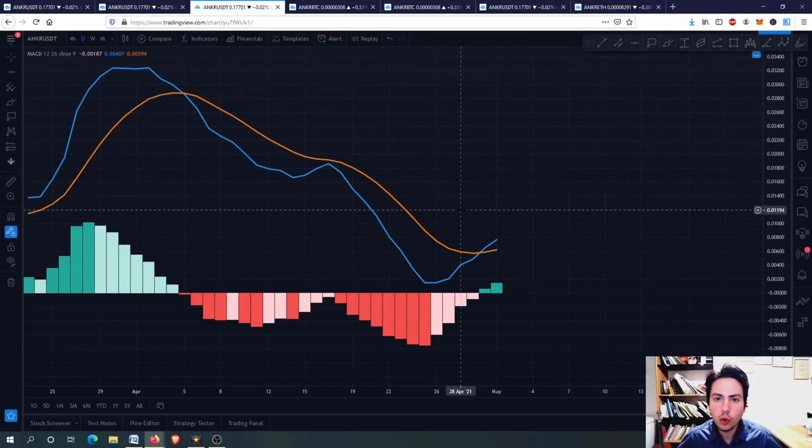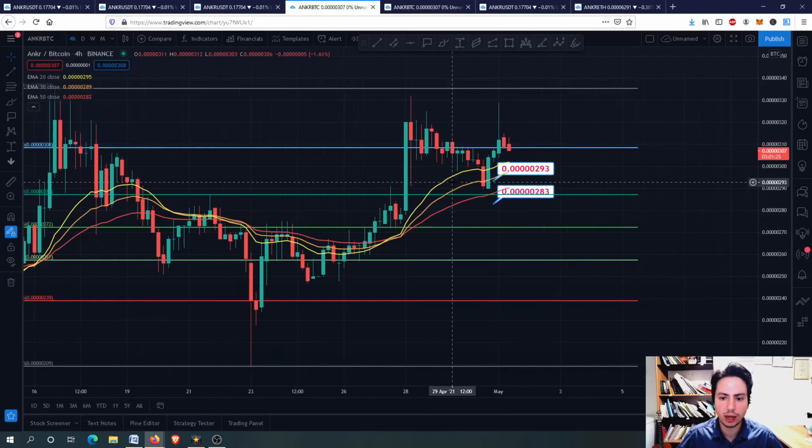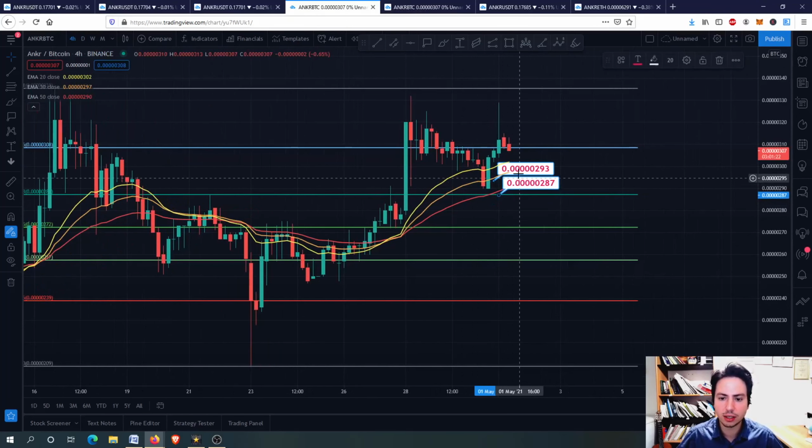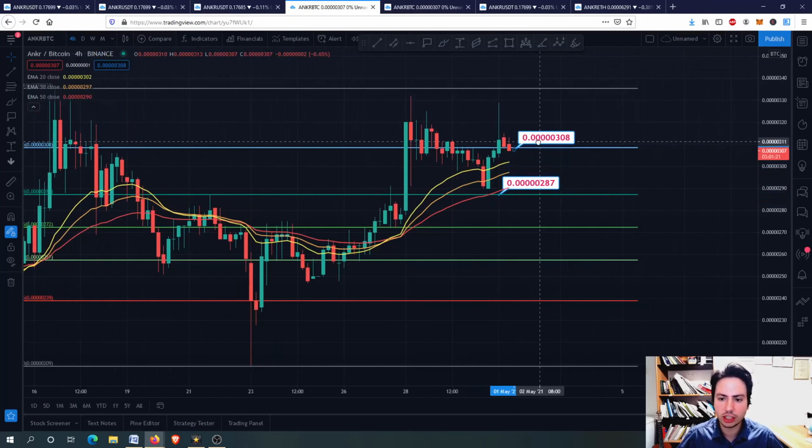Let's see Ankr against Bitcoin in the short term. What we are seeing here is a better situation for Ankr against Bitcoin in the short term for the 4-hourly frame. As you can see here, we are approaching the top, while in Tether USD we aren't approaching it yet. So we might find resistance back here, and if we can break through, it will be very good.